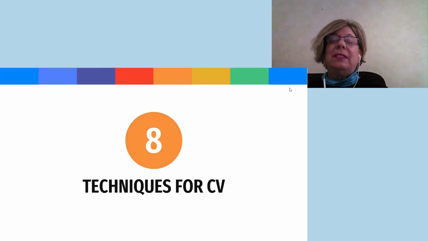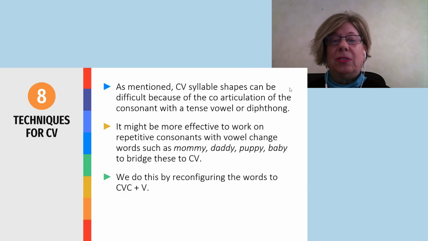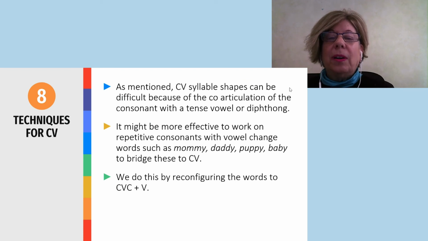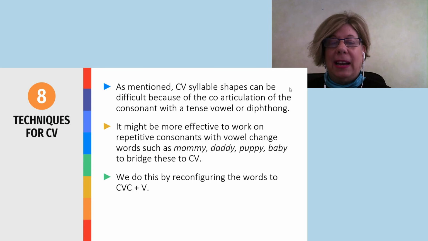So let's go back to CV, which we've said might be difficult for kids because in a CV syllable shape, many of the initial consonants are paired with a tense vowel or diphthong, which might be difficult. So it might be more effective to work on repetitive consonants with vowel change in words such as mommy, daddy, puppy, baby. You can see that mommy has an M in it, daddy has a D in it, puppy has a P in it, and baby has a B in it. And we're going to bridge those to CV.